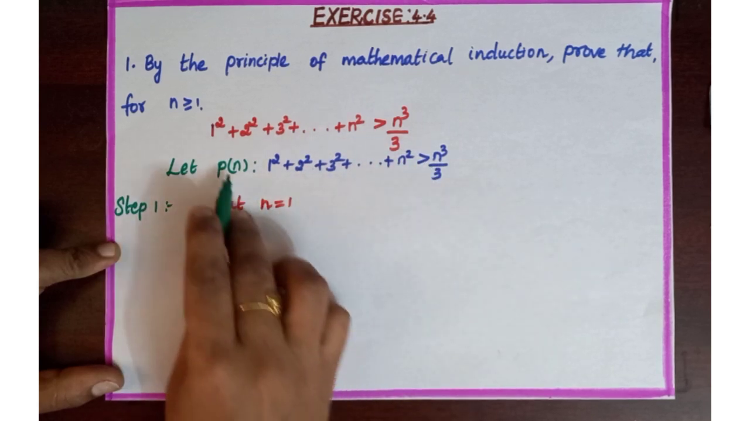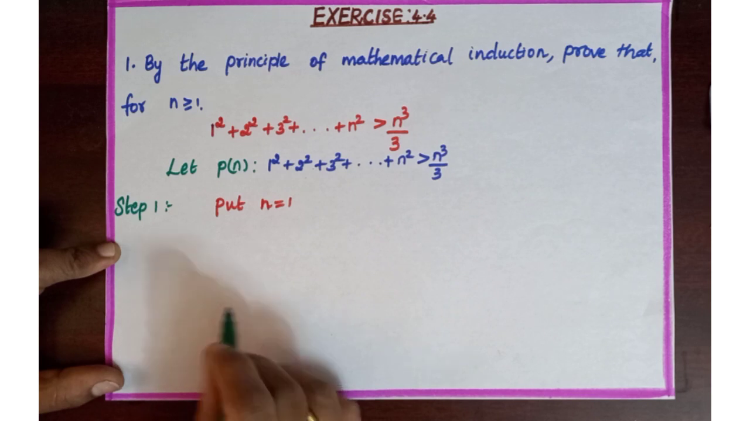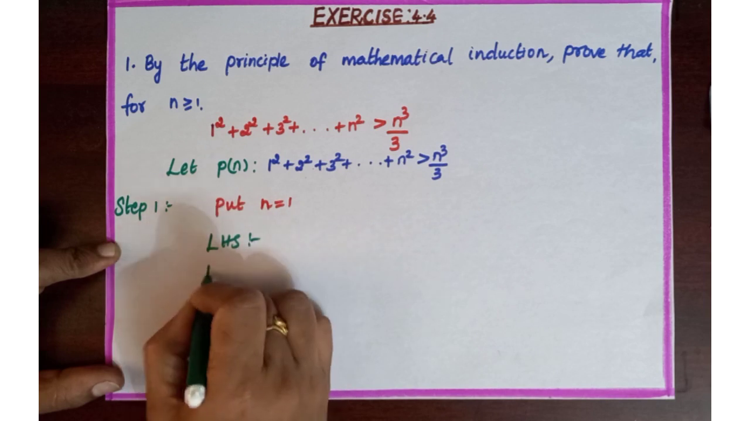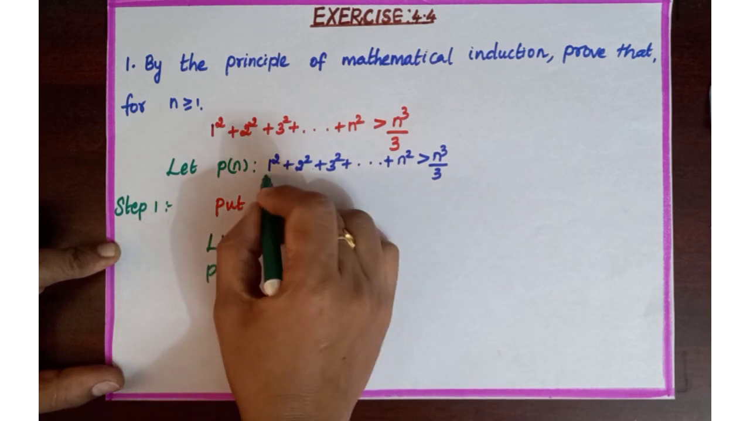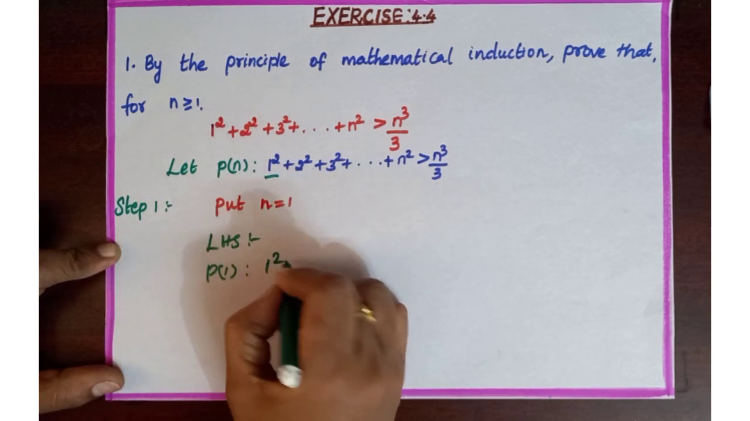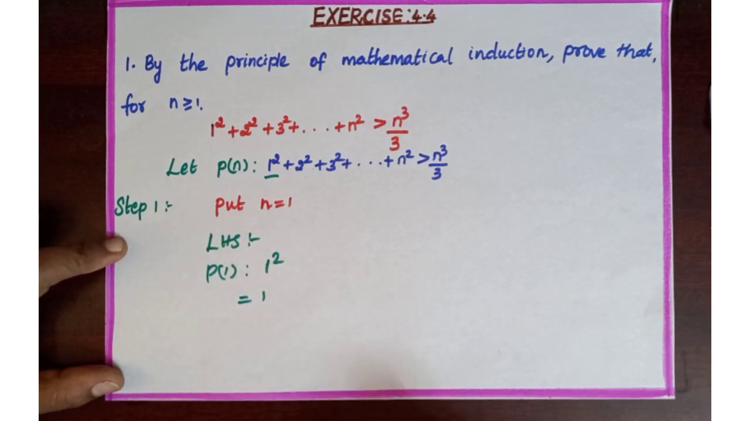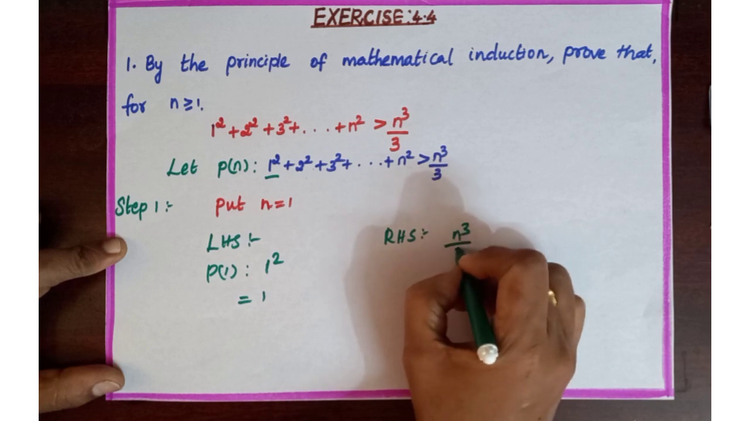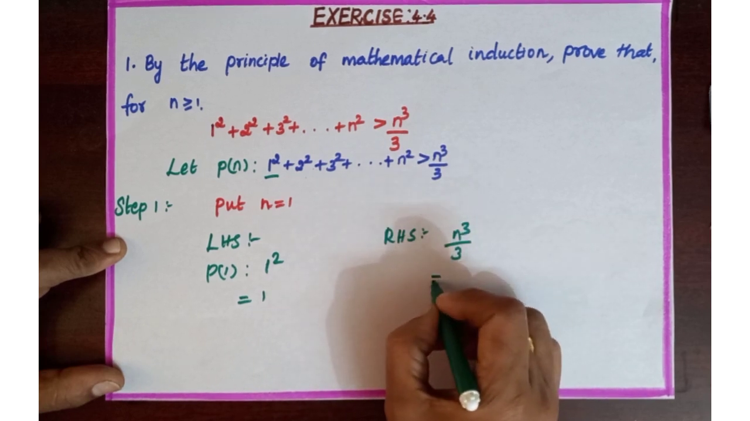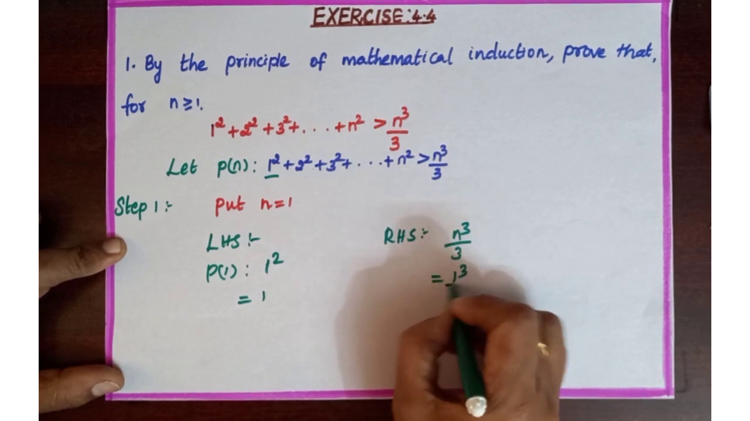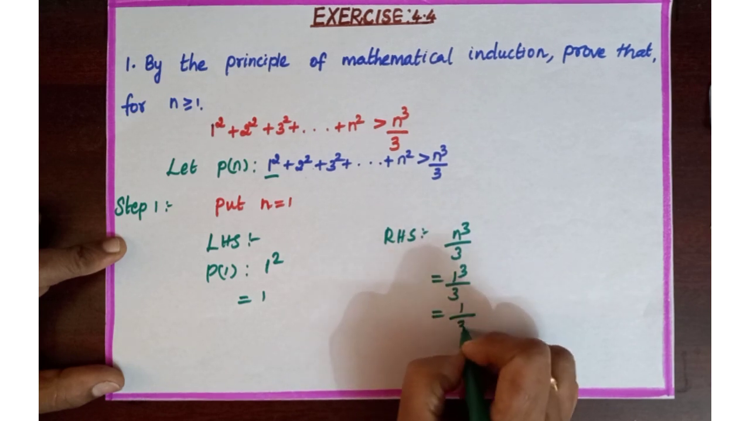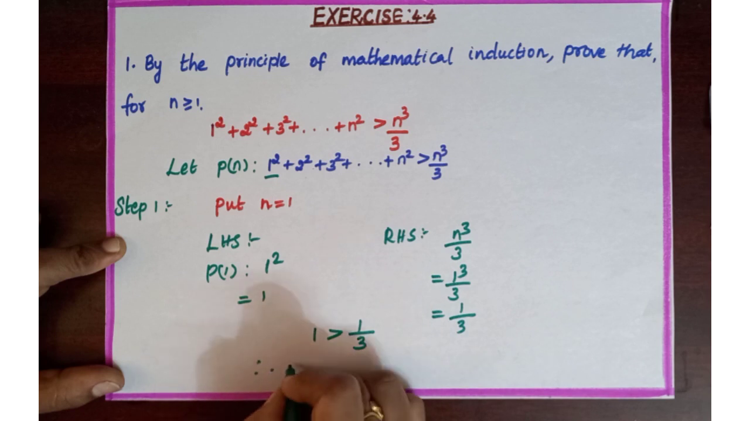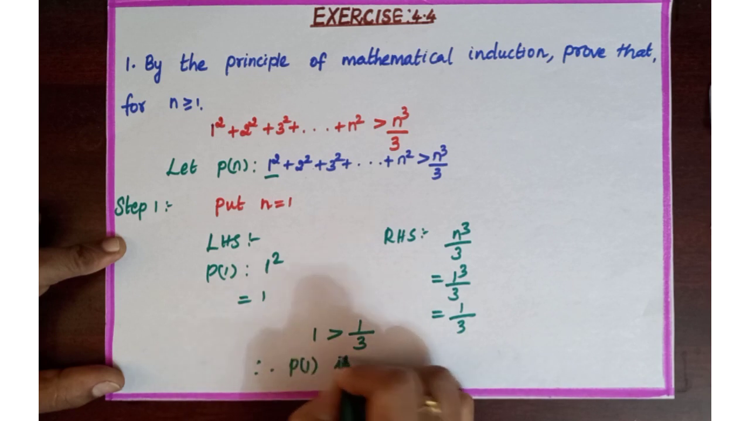Step 1, in the place of n we are going to substitute 1. So first we are going to check left hand side. P of 1 is nothing but the first term. The first term is 1 square. So 1 square is nothing but 1. Right hand side, n cube by 3. Substitute in the place of n as 1. Then we will get 1 cube by 3 which is equal to 1 by 3. So 1 is greater than 1 by 3. Therefore, P of 1 is true.